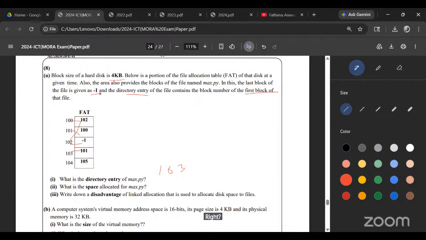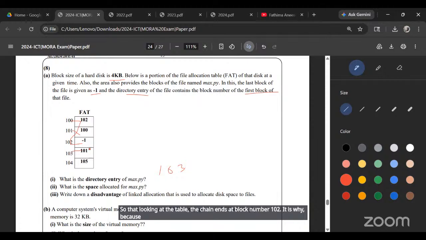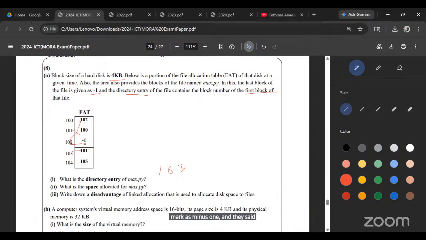So looking at the table, the chain ends at block number 102. It is why, because through the FAT table, it is marked as -1, and they have said in the question that -1 is the last block. So go with the flow. -1 next to it is 102. Then over here 102. Match it with 100.